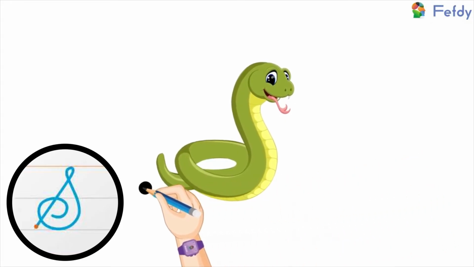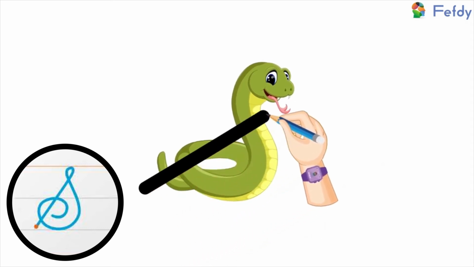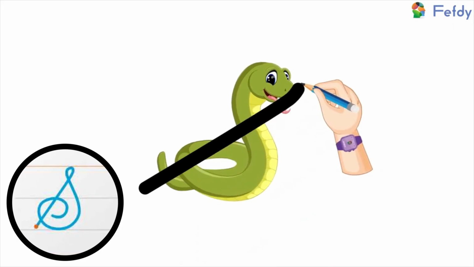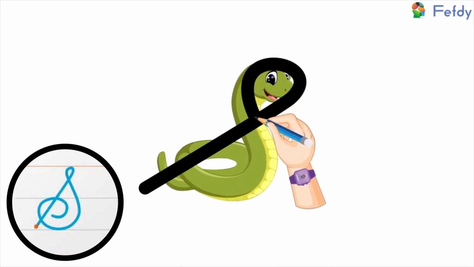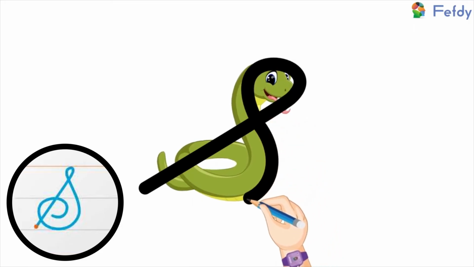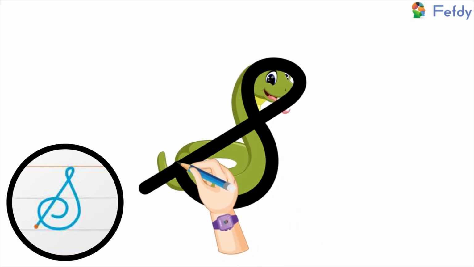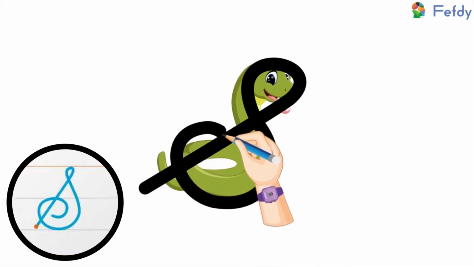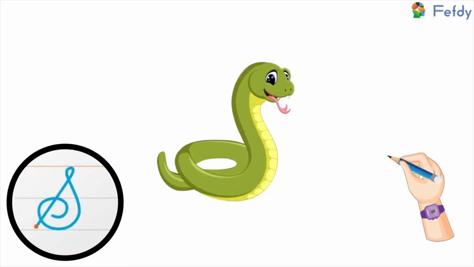Start from the tail and move upwards in a slanting line towards the head. Sweep around the head in a gentle loop. Extend downwards in a smooth, broader curve along the snake's body and curve it back to where we started. That is, near the tail. The capital letter S.